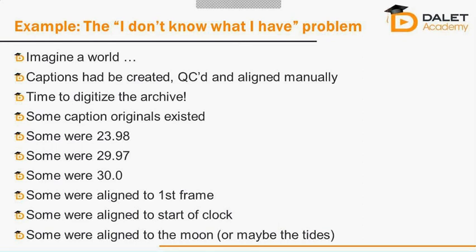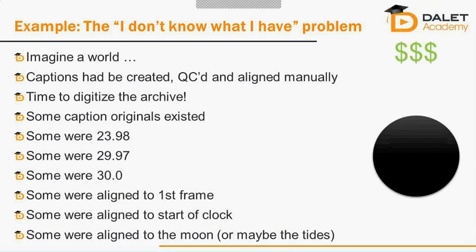Some were aligned to the first frame of clock, first frame, and some were aligned to the start of clock. Some were maybe aligned to the phases of the moon, who knows? But none of that metadata was captured. And so when you try to automatically digitize that, you're basically dropping money down a black hole. Just because technically your file format handles drop frame, non-drop frame, and multiple frame rates doesn't mean that operationally all your files will comply. We don't have the metadata richness in our world to ensure that at the moment.